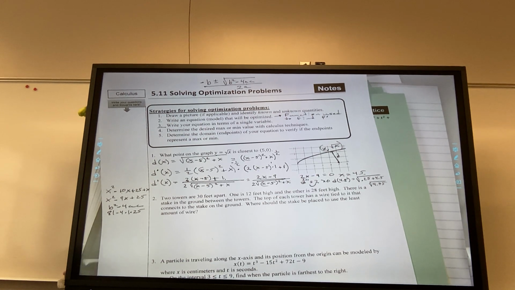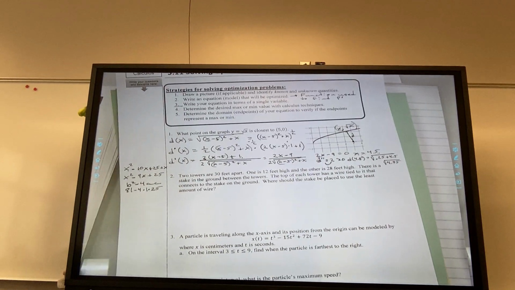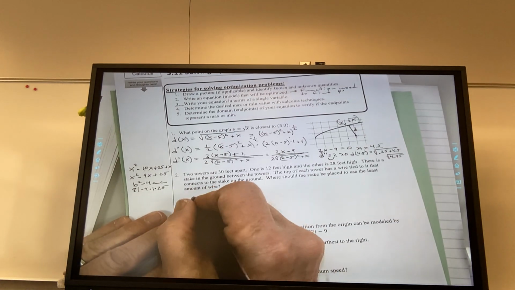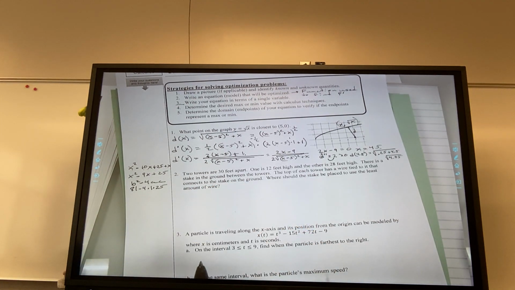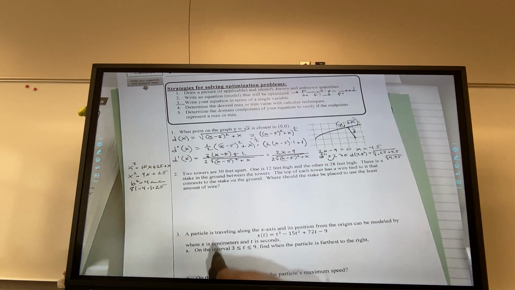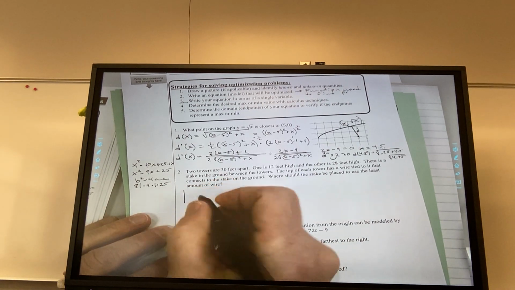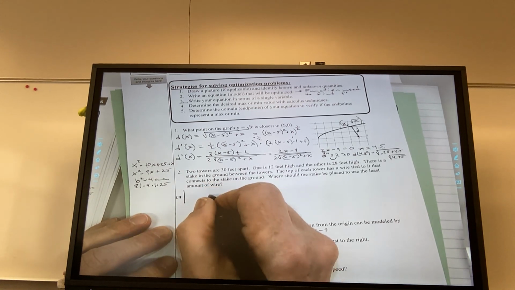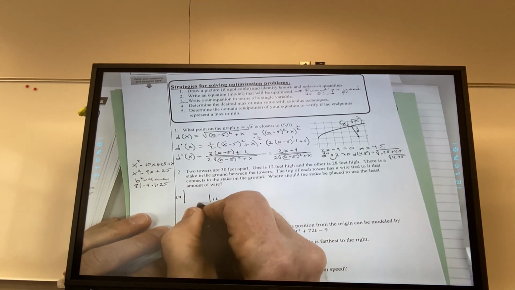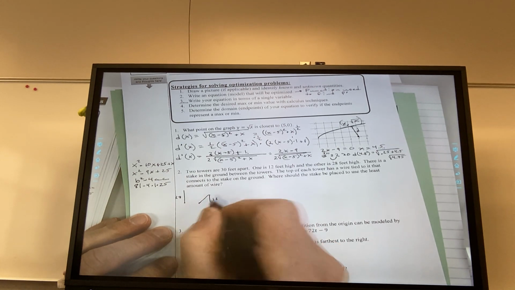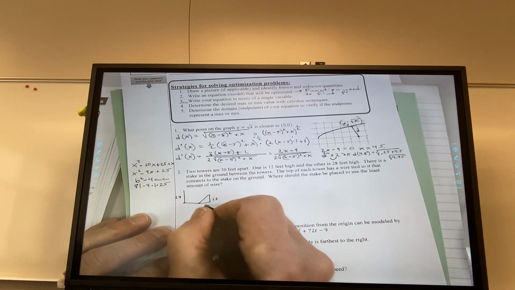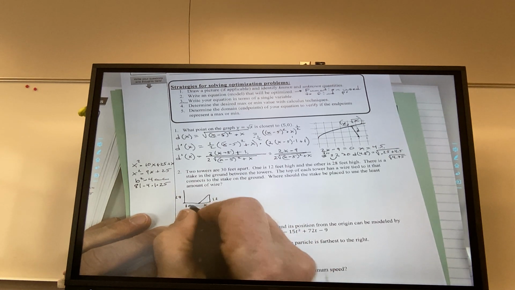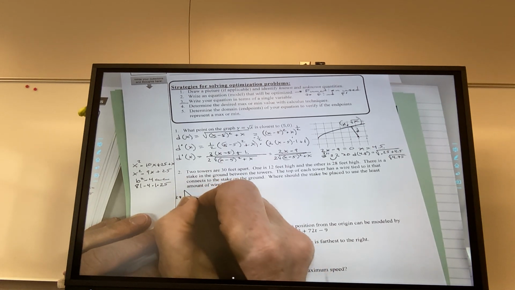All right, so let's talk about this one. This was one where we had these two towers. And the two towers looked like this. One was 28, the other one was 12. We had a stake here, went like this. I think we called this x, and this 30 minus x, and there was a wire coming down here, correct?